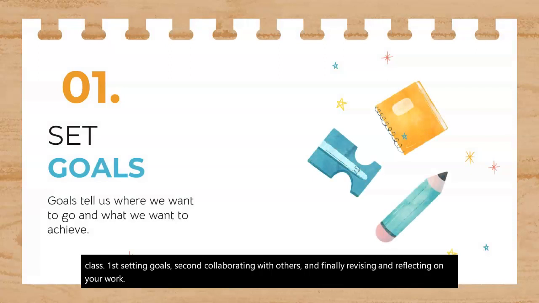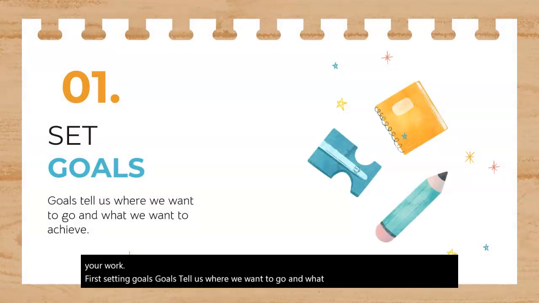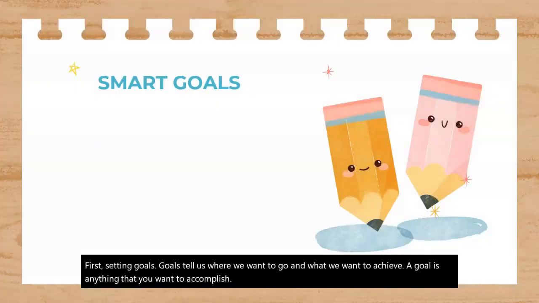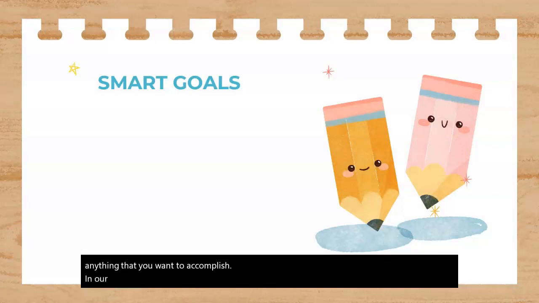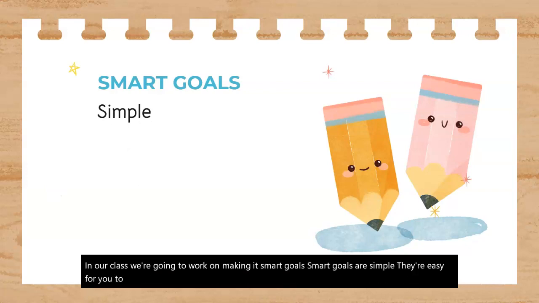First, setting goals. Goals tell us where we want to go and what we want to achieve. A goal is anything that you want to accomplish. In our class, we're going to work on making SMART goals. SMART goals are simple. They're easy for you to understand, and it's very clear what you're trying to achieve.